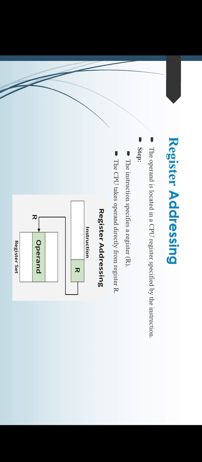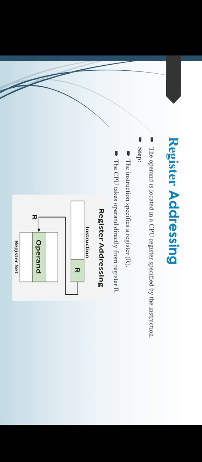Next is register addressing. In this, the operand is located in a CPU register specified by the instruction. What are the steps? The instruction first specifies a register R. The CPU takes the operand directly from register R. Register addressing is an addressing mode where the operand is stored in the CPU register.